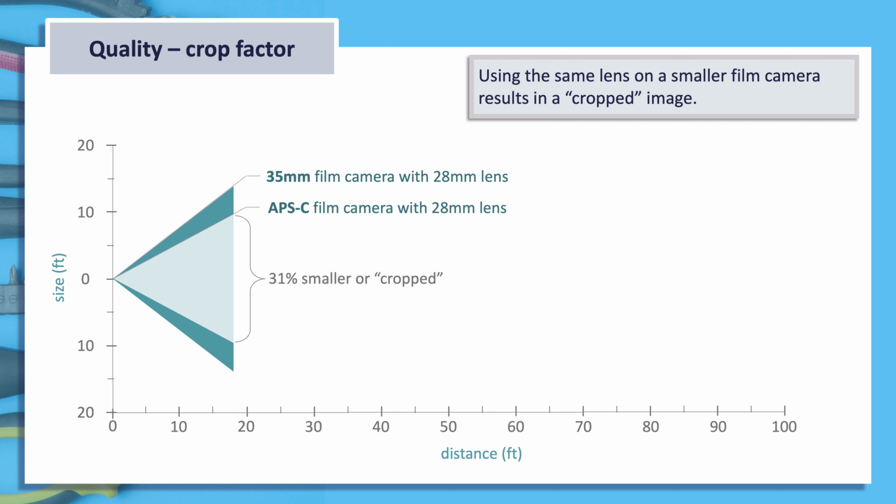Here we see our image size and distance chart from last time. You can see the field of view for the APS-C camera is cropped or reduced by 31%. The fix for the photographers was to use this cropping factor to determine what 35mm film equivalent lens to use.